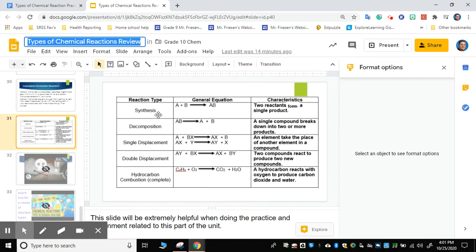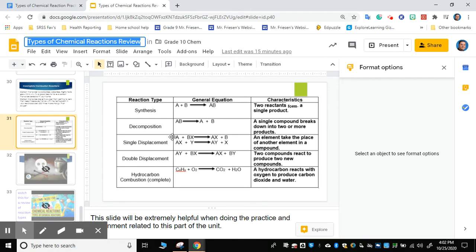Just as a review, synthesis is A plus B yields AB. In the reactants, you'll have either a compound and an element, or two elements, or two compounds, and they will always make one compound. It's two plus two equals one over here. Decomposition is exactly the opposite. You have a compound which is broken down into two.